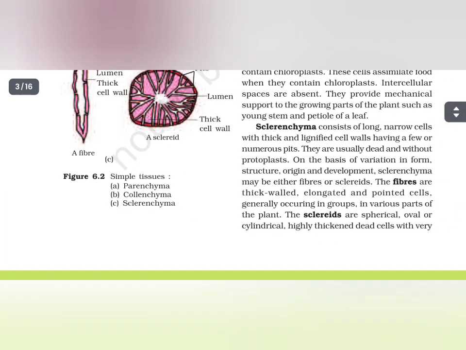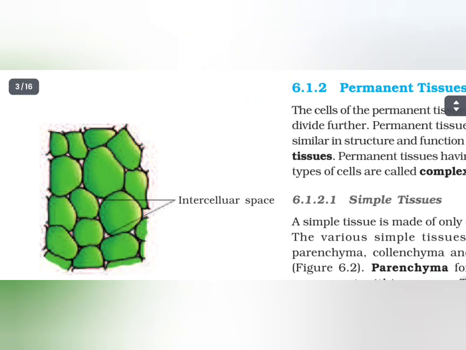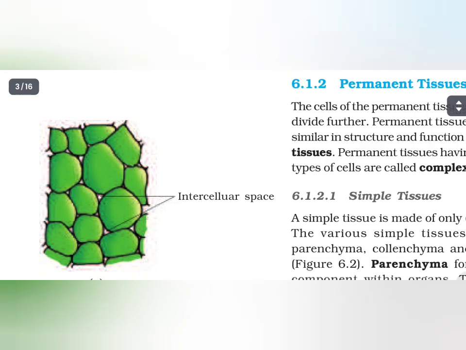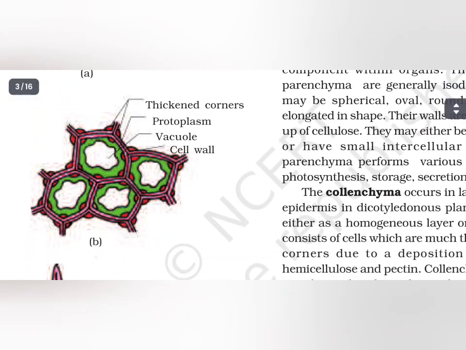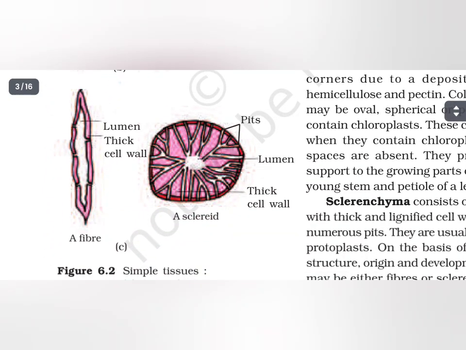These are the pictures showing simple tissue. First is parenchyma. There are intercellular spaces. Second is collenchyma: thickened corners, protoplasm, vacuole, and this is the cell wall. Third one is the sclerenchyma example. First is the fibers, which contain lumen and thick cell wall. Second is the sclereid, which has pits, lumen, and thick cell wall.